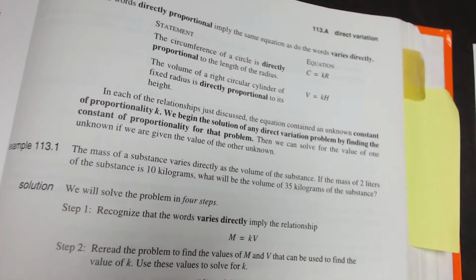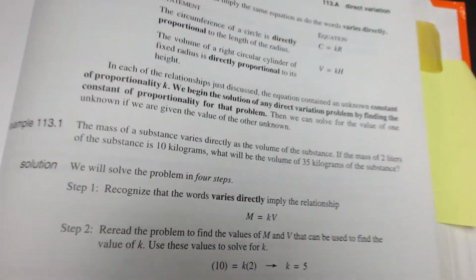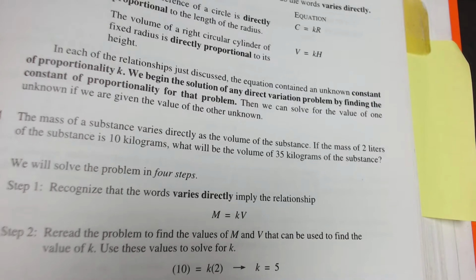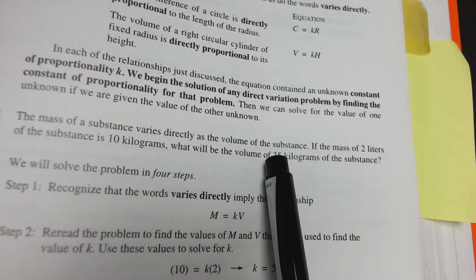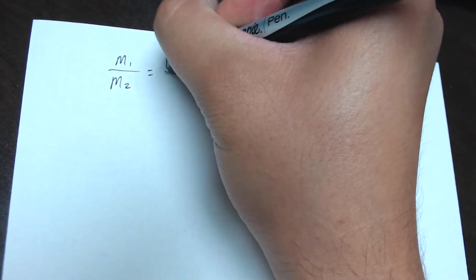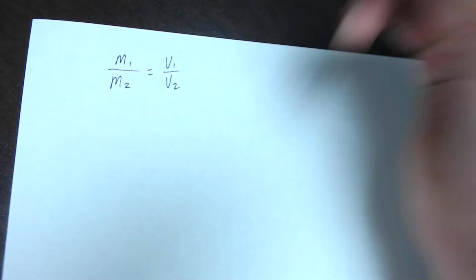So the key words here are going to be the words direct and inverse. Right here we have a direct variation problem. They tell us the mass of a substance varies directly as the volume of the substance. So if we're doing mass to volume, we could create a proportion that says mass 1 over mass 2 is going to be directly proportional to volume 1 over volume 2.